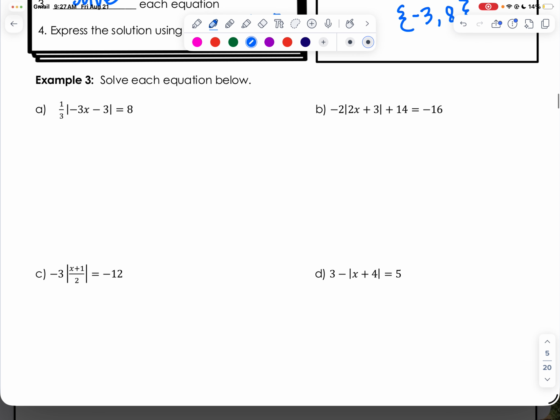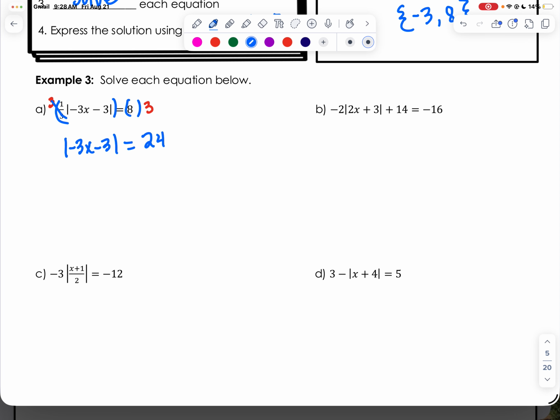All right, example 3. Solve each equation below. In problem A, we have 1/3 times the absolute value of negative 3x minus 3 is equal to 8. Now, I want to isolate my absolute value expression. So to get rid of the fraction 1/3, I'm going to need to multiply both sides by the reciprocal of 1 over 3, which is 3 over 1, or just 3. So when I do that, 3 times 1/3 cancels out and leaves me absolute value of negative 3x minus 3. And on the other side, 8 times 3 gives me 24.